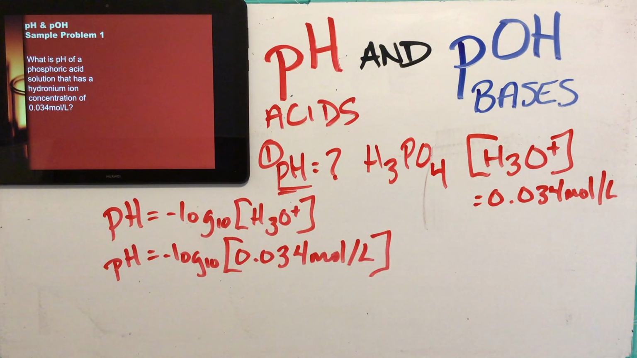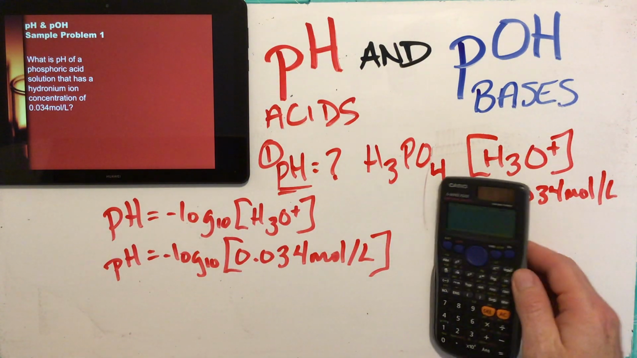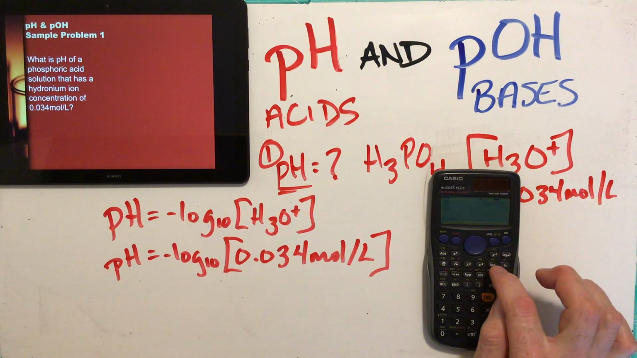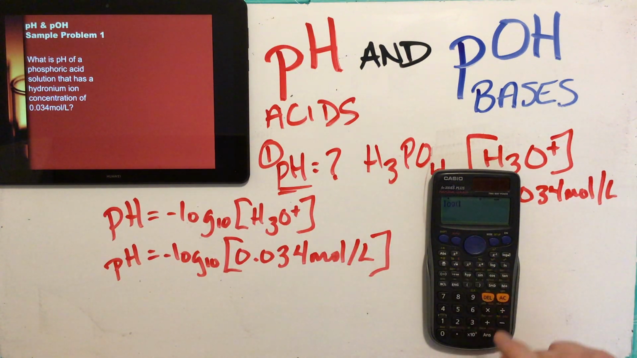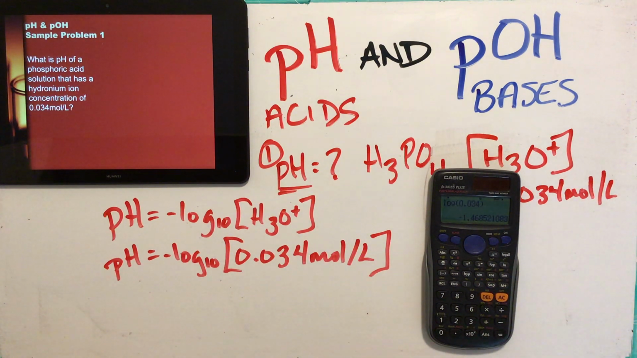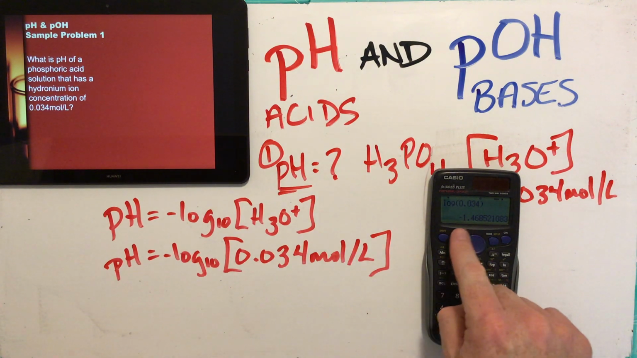And so on my calculator, now this is how mine works. It doesn't mean yours works this way. What I have to do on this one is I hit log. And it shows a little bracket here next to the log thing. I don't know if you can see this. And I type in 0.034. I don't need moles per liter. I close the brackets and hit equals. Just say enter. And I can see that I get a negative number.